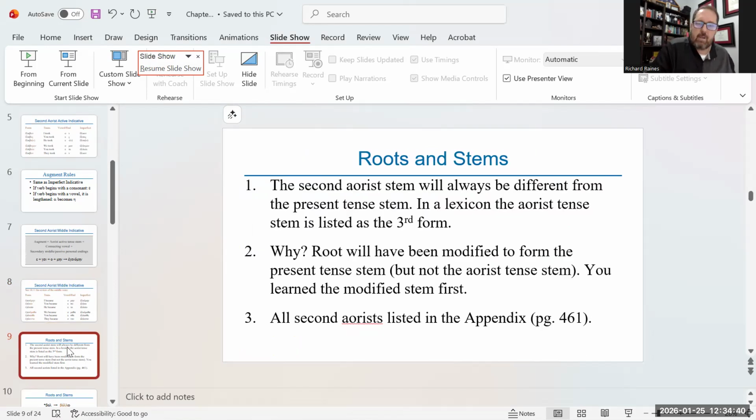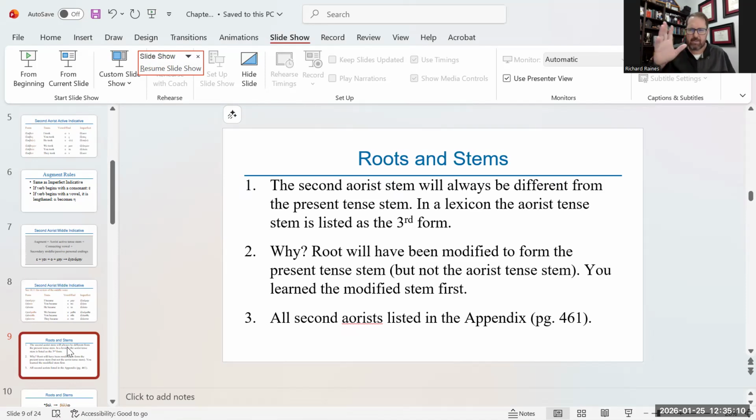So I wanted to throw this in here to talk about roots and stems in the second aorist. The stem of the verb in the second aorist is always going to be different than the present stem. And if you remember in previous chapters where Dr. Mounce showed you how to tell what form of the word you're getting in a lexicon.